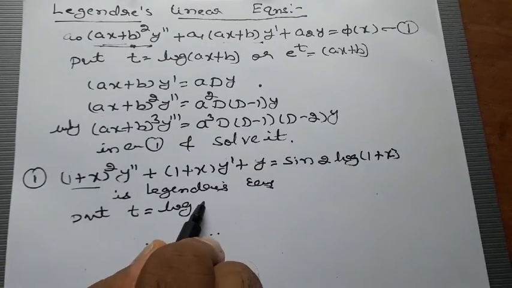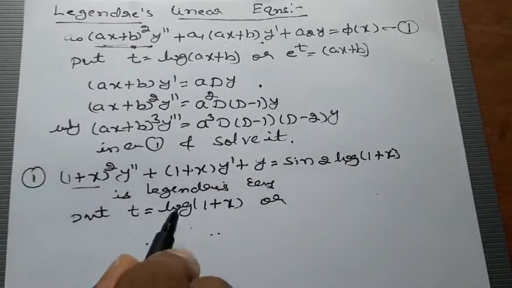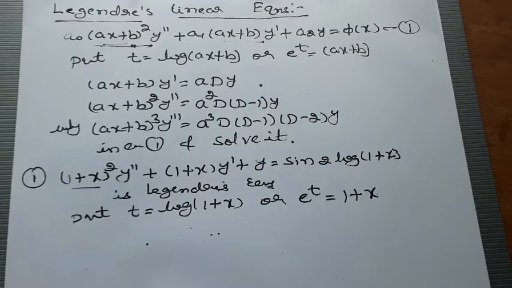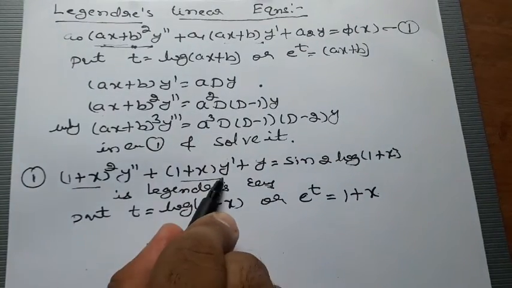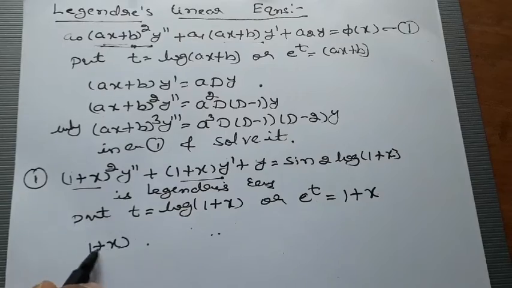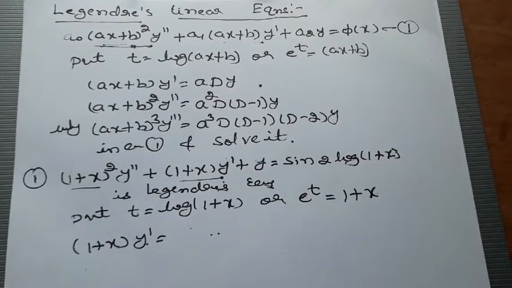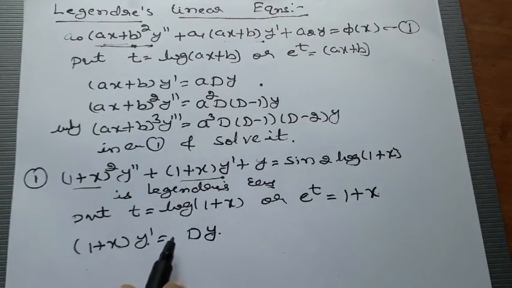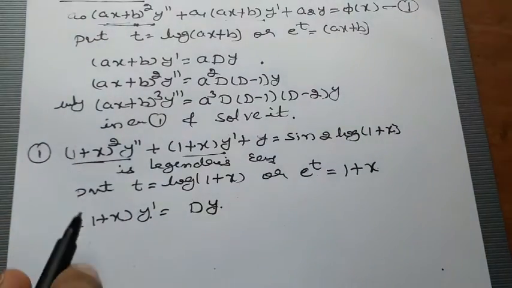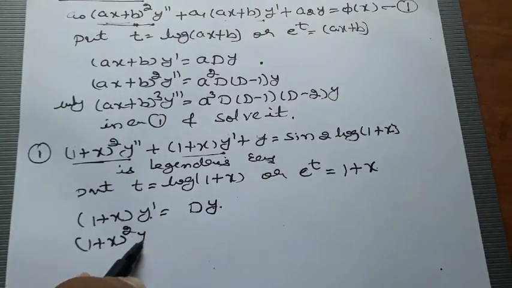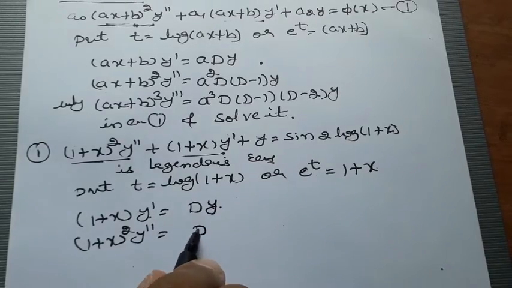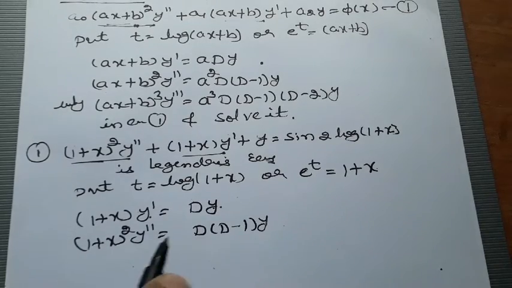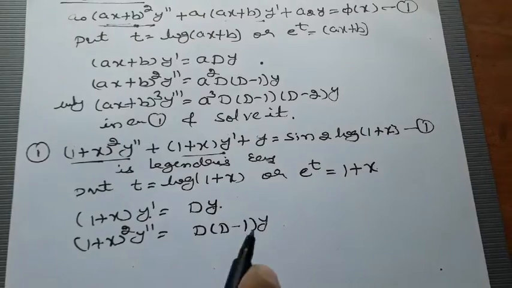So next we put t is equal to log of 1 plus x, or taking the exponent, e to the power of t is equal to 1 plus x. Similarly, I need (1 plus x) to the power of 1 into y dash, which is one-time differentiation, so D y, and x has coefficient 1, no need to write that. And (1 plus x) whole squared y double dash means D into D minus 1 into y, and the coefficient 1 squared is 1 only. All these things we have to substitute in equation 1.